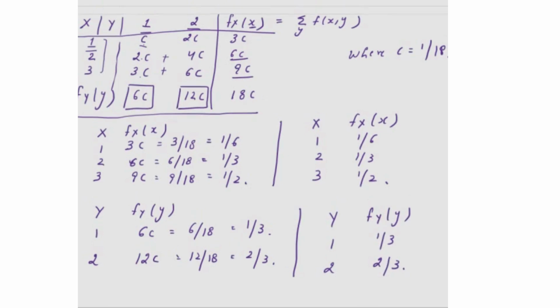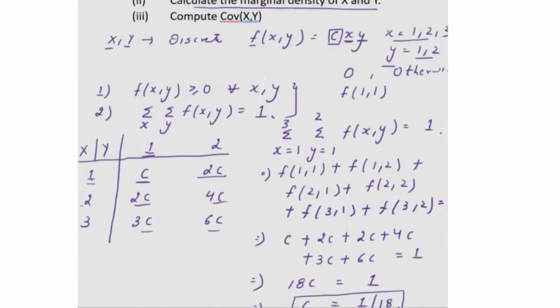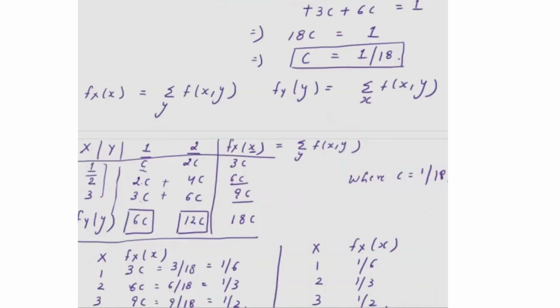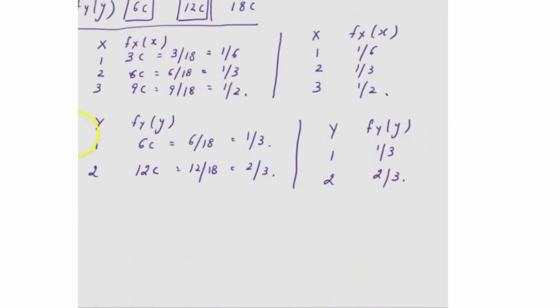Now coming to the next part, we need to compute the covariance between x and y. This is the third part. In order to compute the covariance between x and y, we know that the computational formula is expected value of xy minus expected value of x into expected value of y. One by one we will compute these expected values. Here we have expected value of xy.